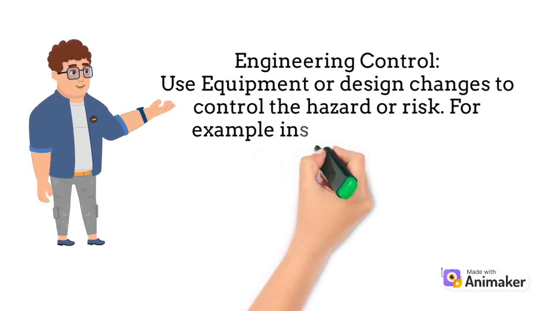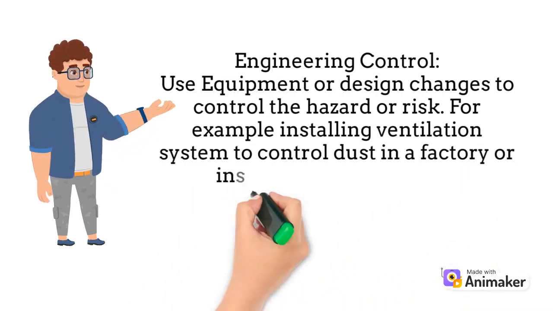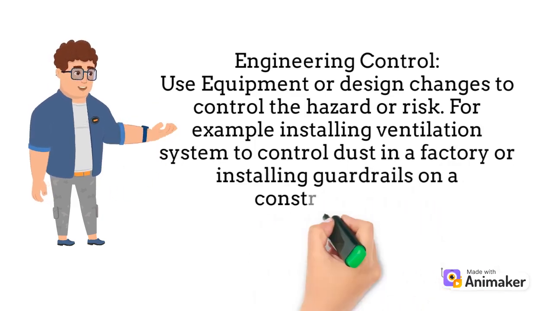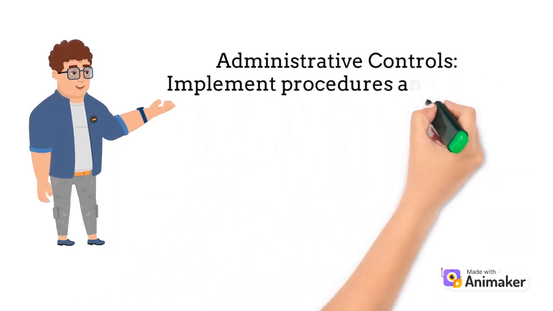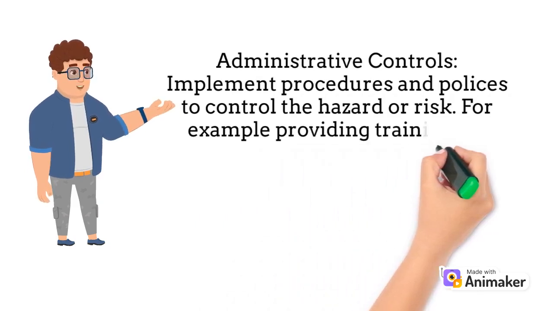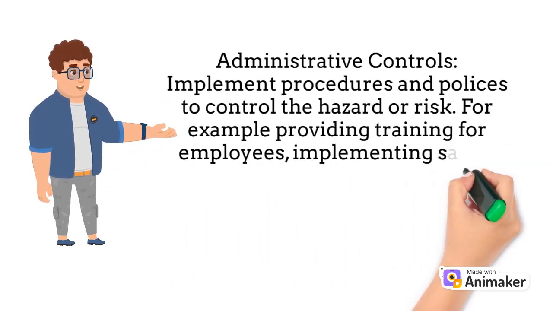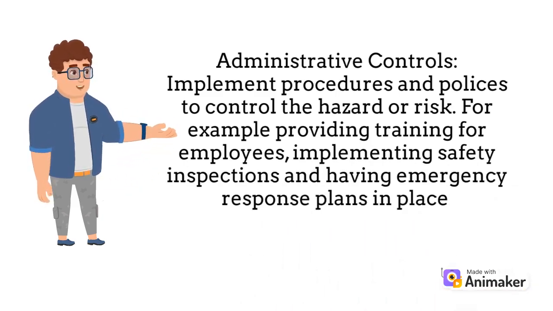For example, installing ventilation systems to control dust in a factory or installing guardrails on a construction site. Administrative controls: implement procedures and policies to control the hazard or risk. For example, providing safety training for employees, implementing safety inspections, and having emergency response plans in place.